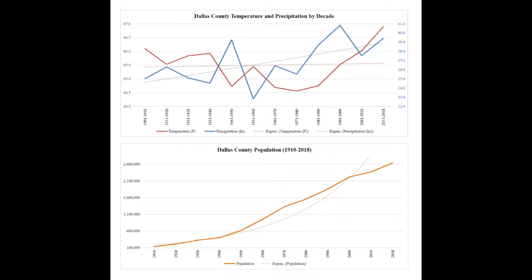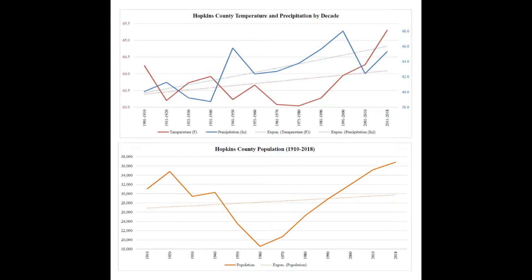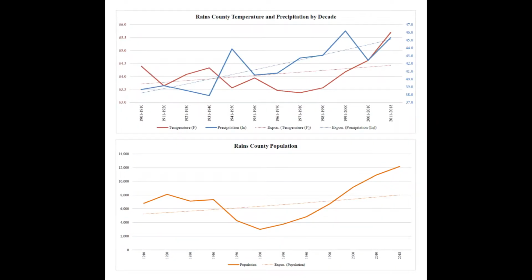The temperature and precipitation data between the 7 counties showed very similar patterns. Overall, the temperature and precipitation rates were increasing from 1901 through 2018. For all 7 counties, the pattern showed an inverse relationship, except for the final 2 data sets, 2010 and 2018. Both of the final 2 decades showed similar increasing patterns.